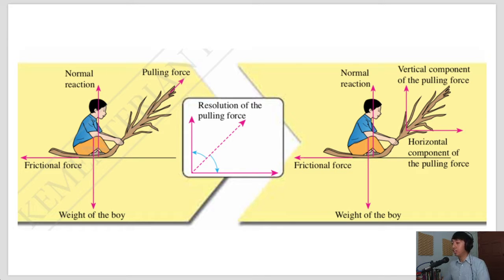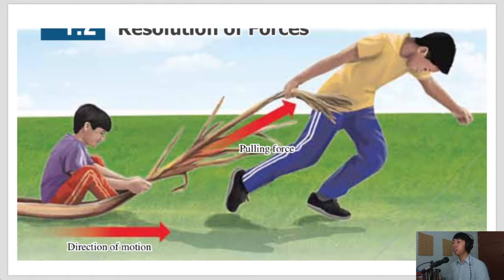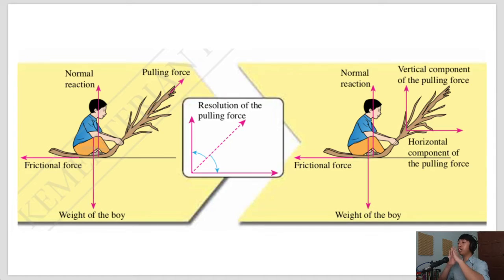Okay, so I'll go back a little bit. So a resolution of forces is when we take one force. For example, in this picture, you have a pulling force that's being pulled in a diagonal direction, and we divide it into two parts. So we divide it into a horizontal force and a vertical force. So it's like the opposite of resultant force. Resultant force, we take two or more forces and combine it into one force in one direction. Resolution of force, we divide one force into two different directions, usually vertical and horizontal.